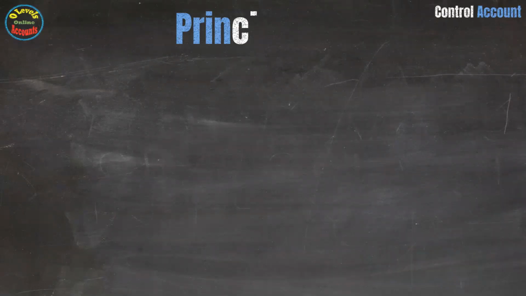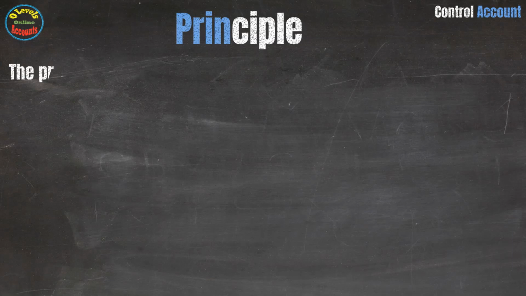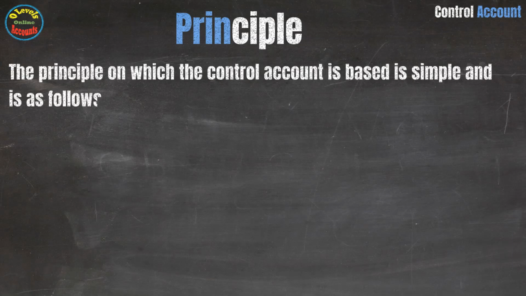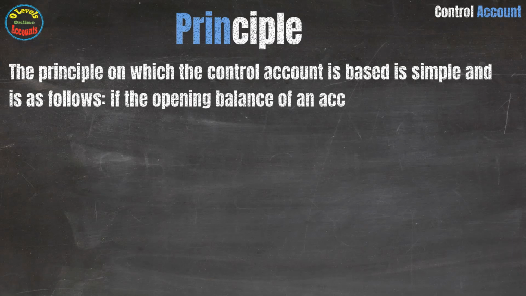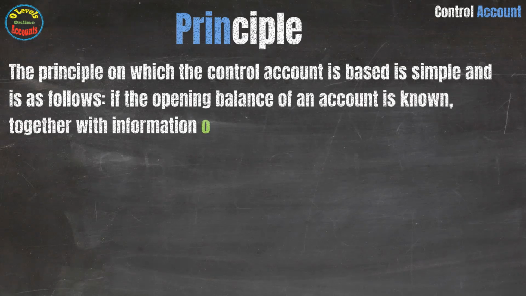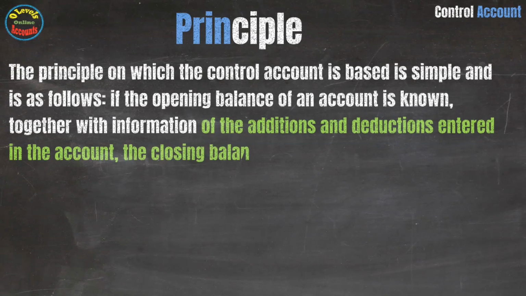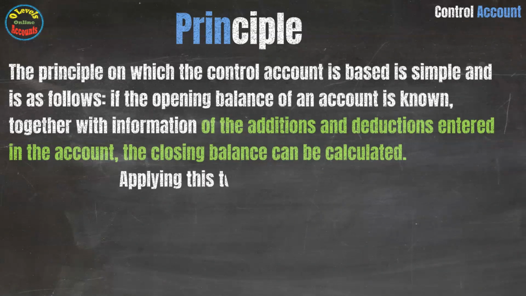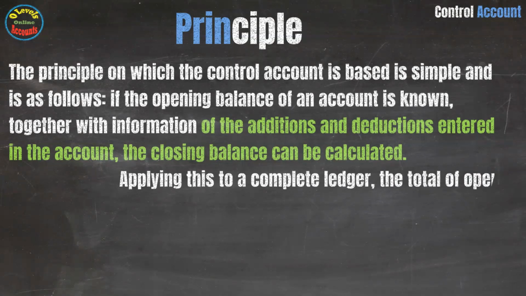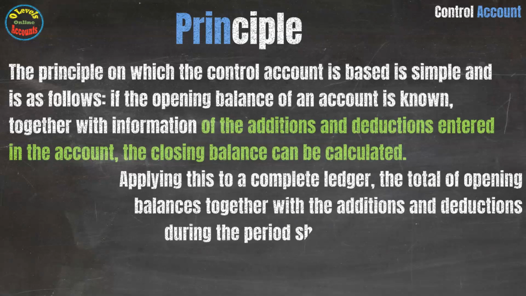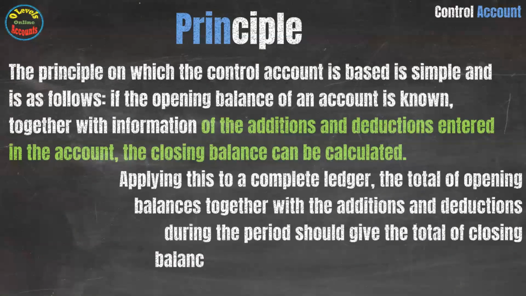In this slide, we will check the principle of control account. The principle on which the control account is based is simple, and is as follows: if the opening balance of an account is known, together with information of the additions and deductions entered in the account, the closing balance can be calculated. Applying this to a complete ledger, the total of opening balances, together with the additions and deductions during the period, should give the total of closing balances.